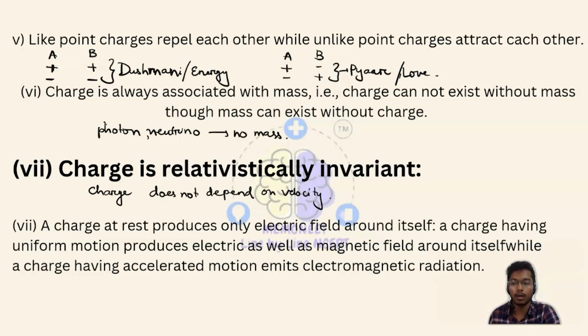A charge at rest produces only an electric field around itself. A charge having uniform motion produces an electric as well as a magnetic field, and a charge having accelerated motion emits electromagnetic radiation. So these are the properties of charges.